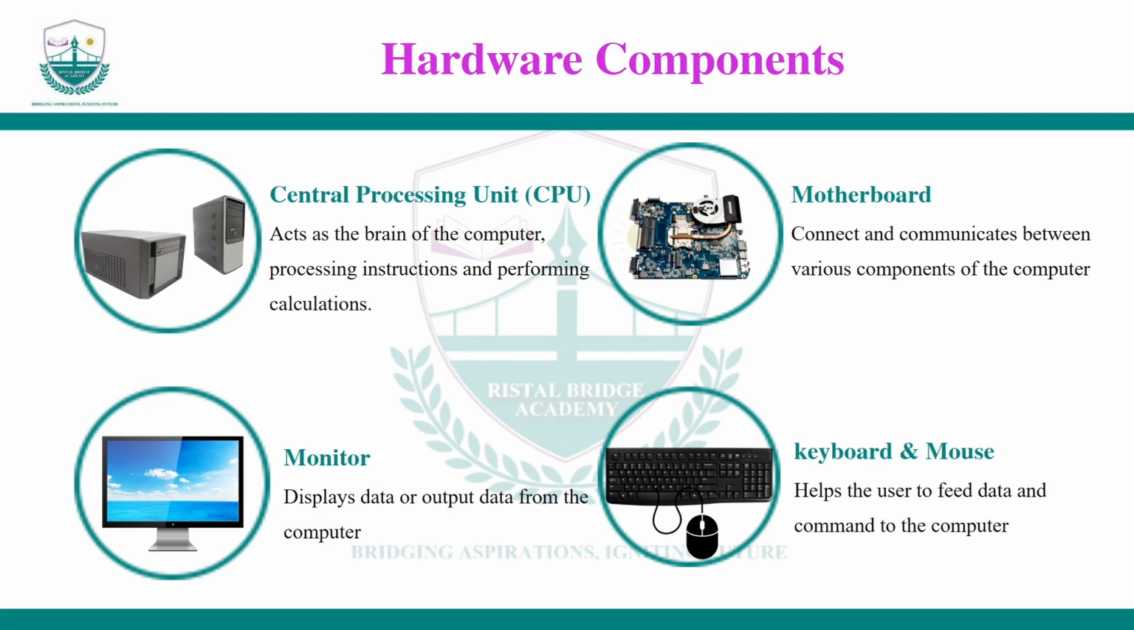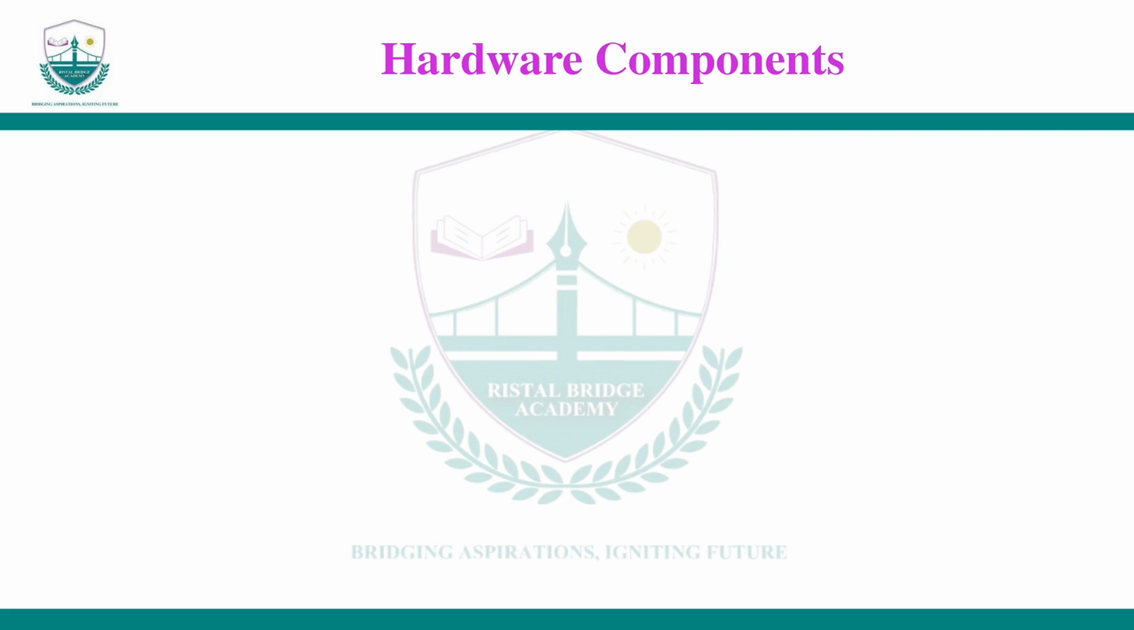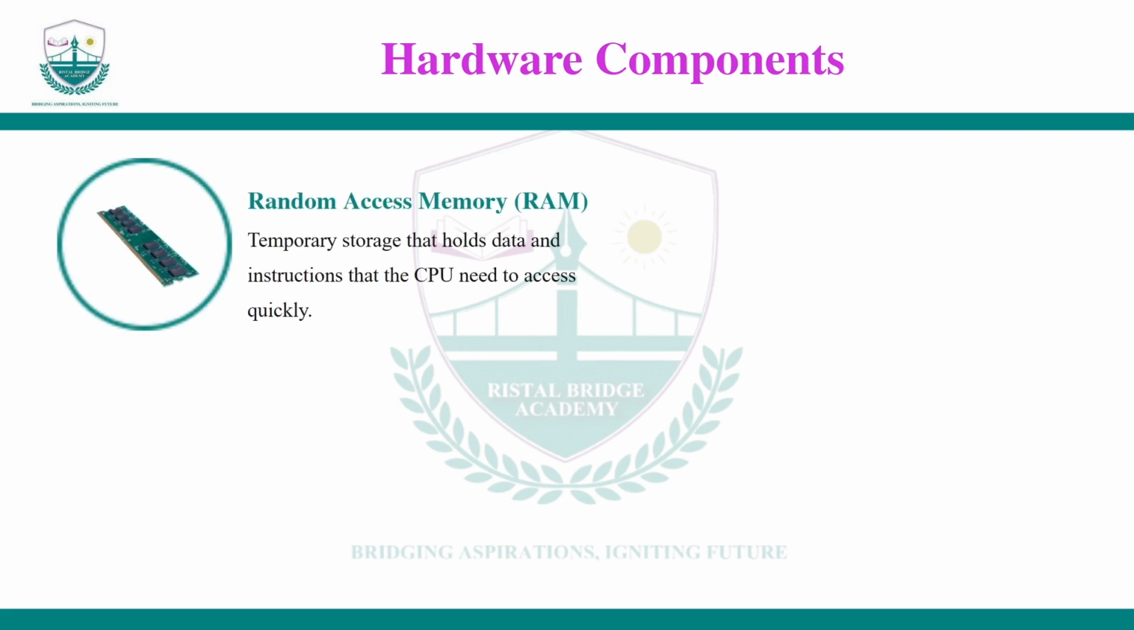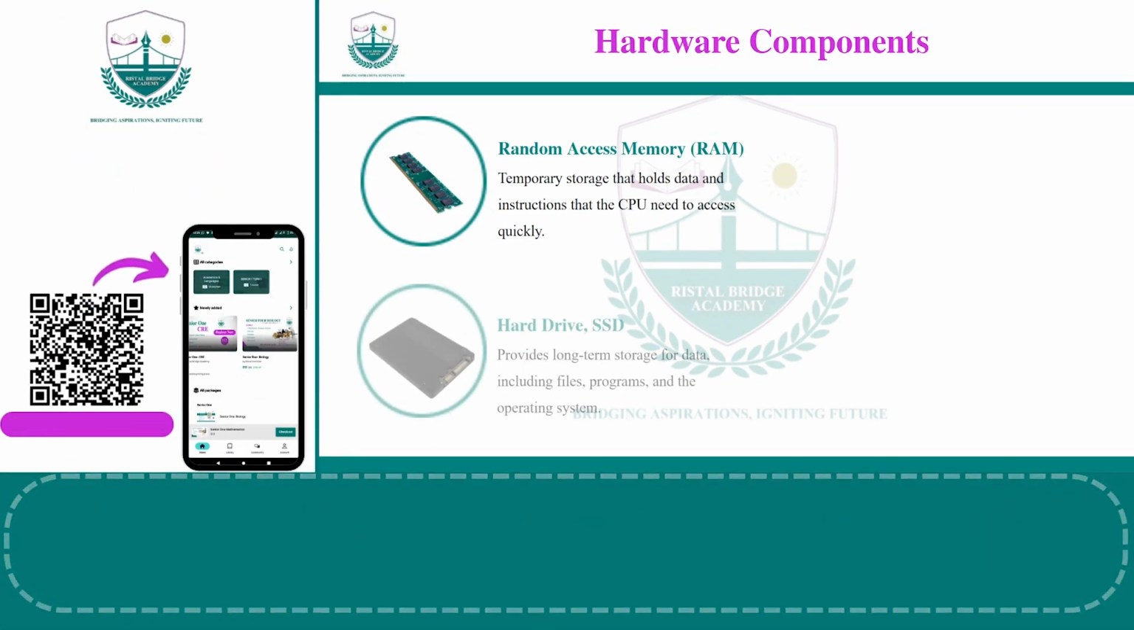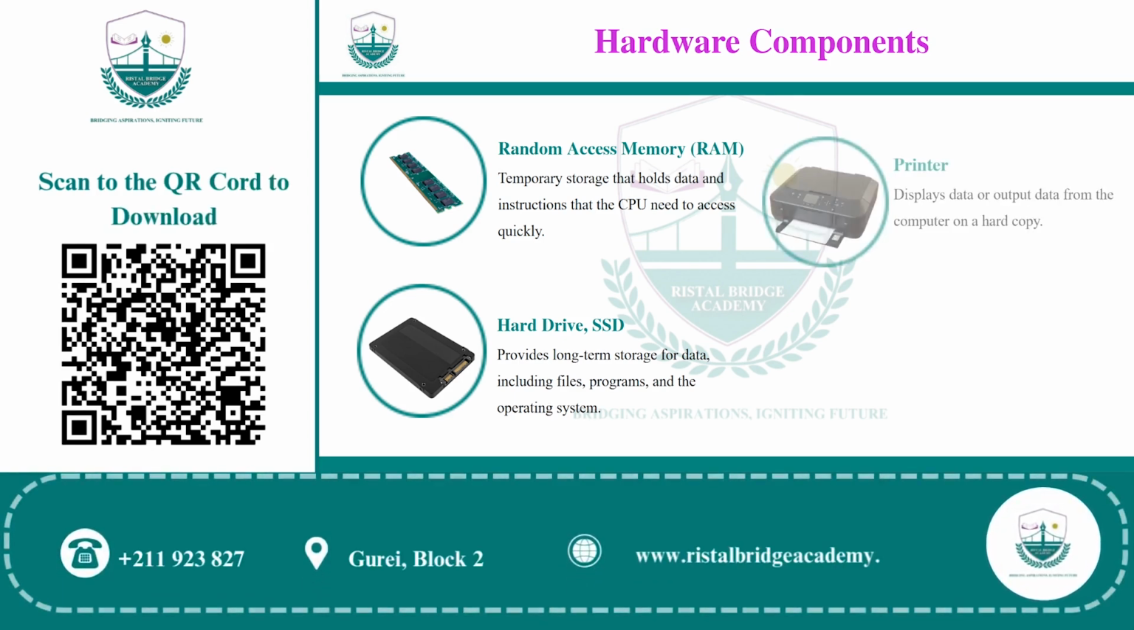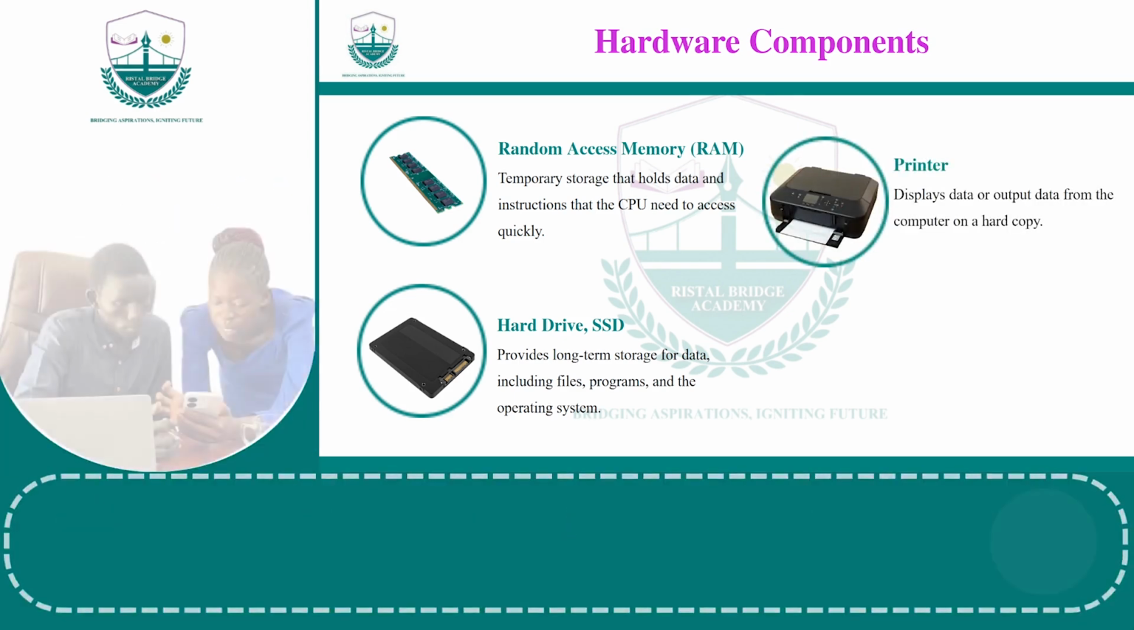We continue to look at the components. Random access memory, RAM, temporary memory that helps your computer run faster. Hard drive, SSD, long-term data storage. Printer outputs information on paper.